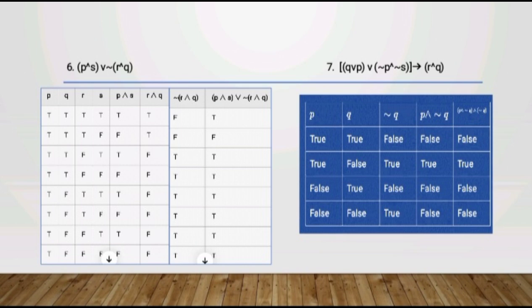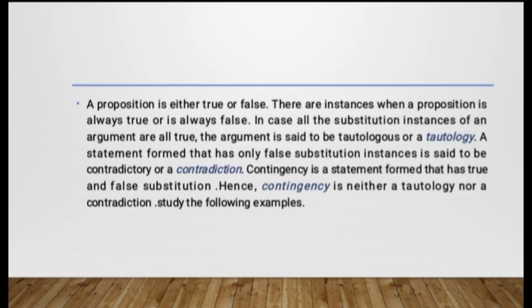Number 7. Q and not P and not S, or R and Q. Table. P: true, true, false, false. Q: true, false, true, false. Not Q: false, true, false, true. P and not Q: false, true, false, false. P and not Q and not Q: false, true, false, false.